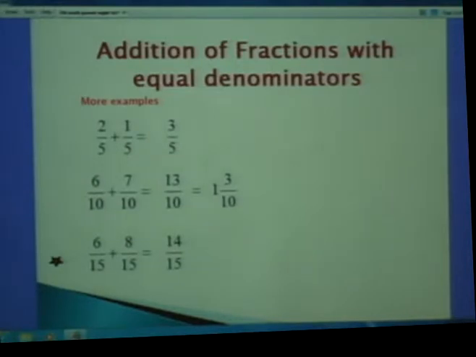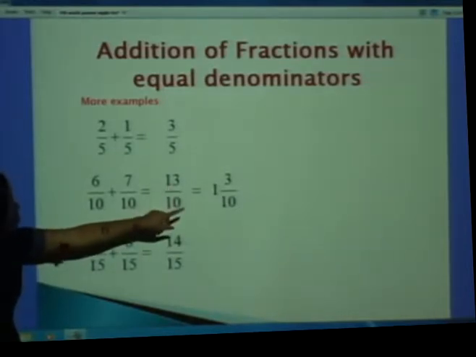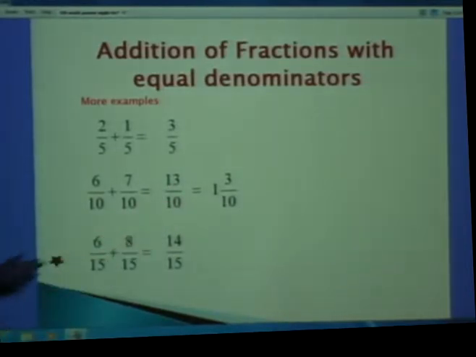More examples. 2/5 plus 1/5 is 3/5. 6/10 plus 7/10 is 13/10. And now we're trying to teach them to open up their improper eye. When you notice that improper fraction, be able to go both ways. Improper to mixed and mixed to improper. And another one, 6/15 plus 8/15, 14/15.